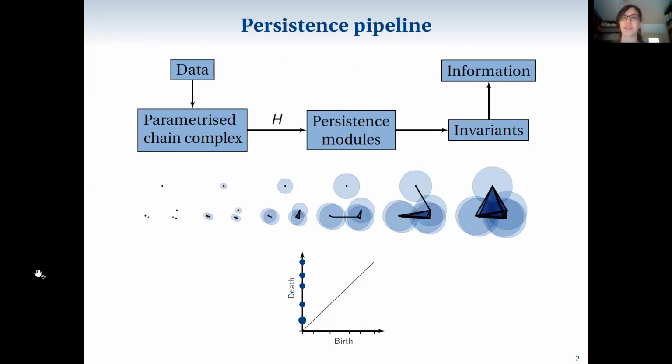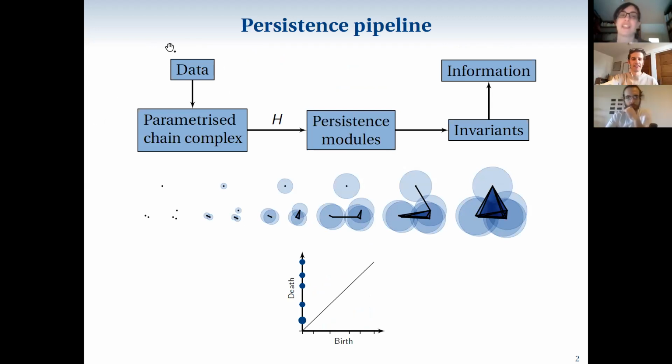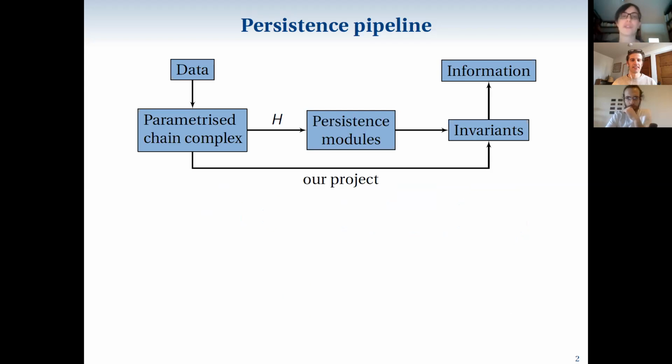I'm assuming that many of you are pretty familiar with this pipeline, which is quite standard in persistent homology. Usually what we do when we work with persistence is that we start with data, we convert it into a parametrized chain complex, we apply homology, and then we retrieve persistence modules in any degree, and we decompose them, finding invariants, and then retrieving information. As an example, here there is a Vietoris-Rips complex of 6 points, and here this persistence diagram in degree 0.